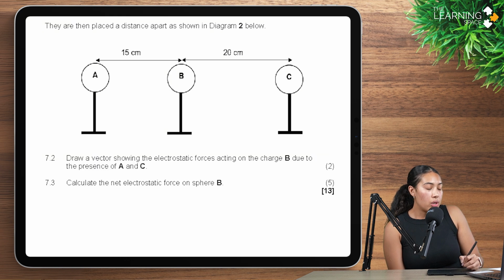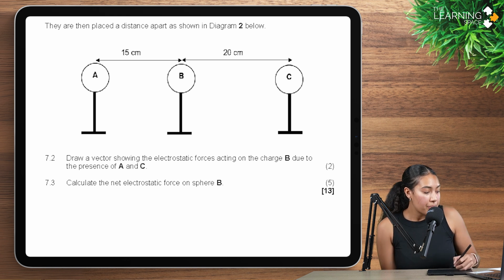Therefore, if we look at the relative distances between A, B, and C, we know that the forces would not be of equal magnitude. They will be different because they are at different distances from each other. Because A and B are closer to each other than B and C are, we know that A will exert a stronger force on B than C will exert on B.